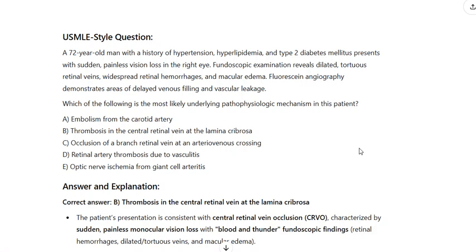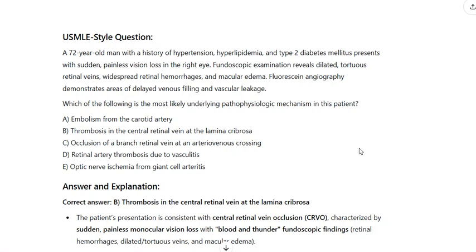A. Embolism from the carotid artery. B. Thrombosis in the central retinal vein at the lamina cribrosa. C. Occlusion of a branch retinal vein at an arteriovenous crossing. D. Retinal artery thrombosis due to vasculitis. E. Optic nerve ischemia from giant cell arteritis.